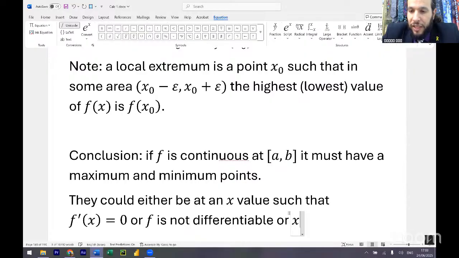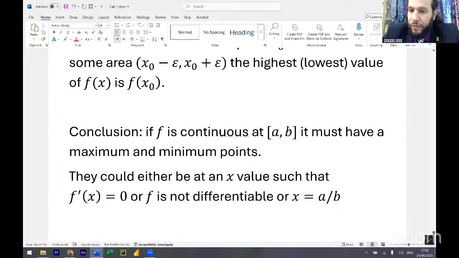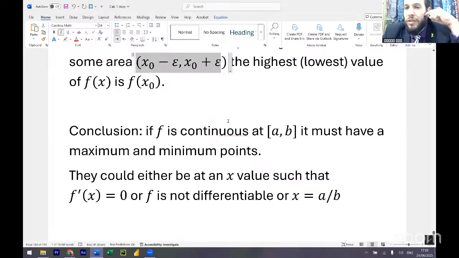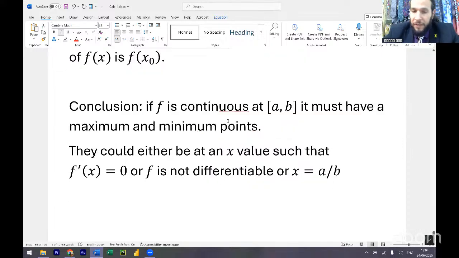The edges, x equals a or b. Because in the edges, it's not a local extremum. It's not a double-sided area. The function could go straight up and get to its maximum because it's the edge, not because the slope became 0. So all these points are suspect, and then we check all of them.